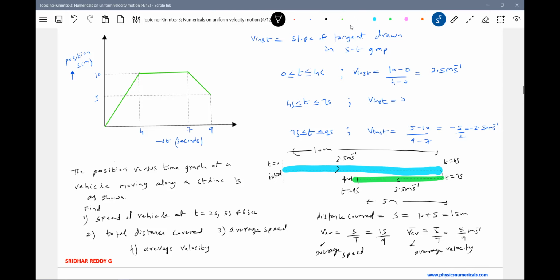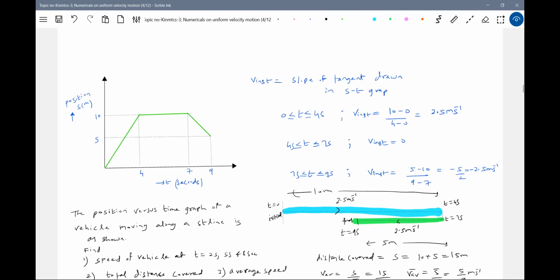So from the position versus time graph, can you calculate the instantaneous velocity? That's what I'm showing. What is the speed of the particle at 2 seconds? 2.5. What is the speed of the particle at 5 seconds? 0. What is the speed of the particle at 8 seconds? Somewhere here. Minus 2.5. So can we predict in what direction it is moving from the position versus time graph? Yes, by the slope. The object is moving towards the left after 7 seconds. If the slope is positive, the object is moving along the positive x-axis. If the slope is negative, the object is moving along the negative x-axis. So from the ST graph, we can predict the direction of motion.